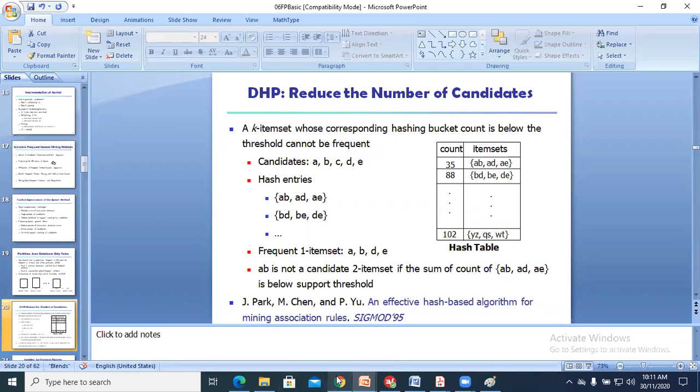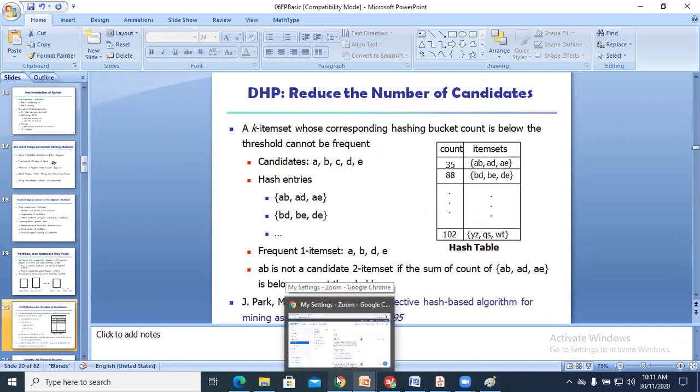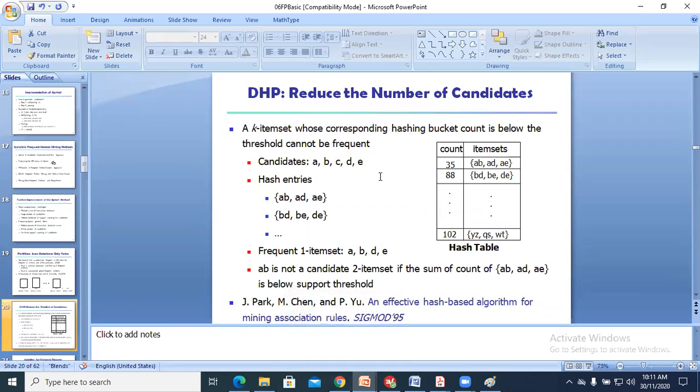And the other is, basically, in fact, the DHP, which reduces the number of candidates. And actually, we will first discuss the scanning problem, and then we discuss how to reduce the number of candidates.